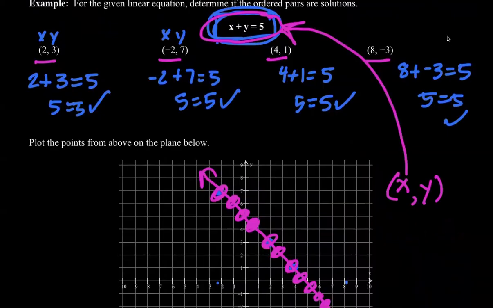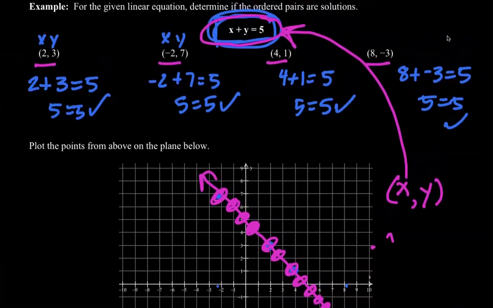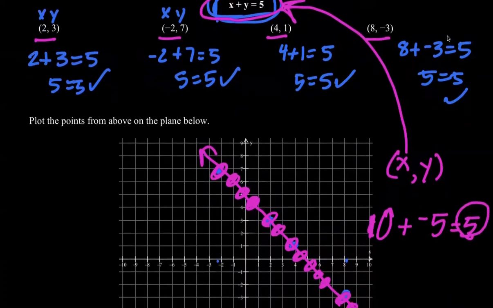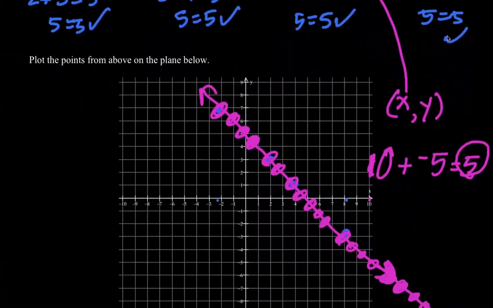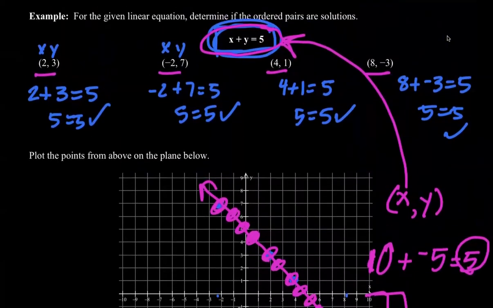Like, if we said 10 plus a -5, that would be another way to get a 5. And if we plotted that, that would be 10, -5. Down here, there's that one. We could say 11 with the -6, 12 with the -7. We could keep finding infinitely many points that are on this line.